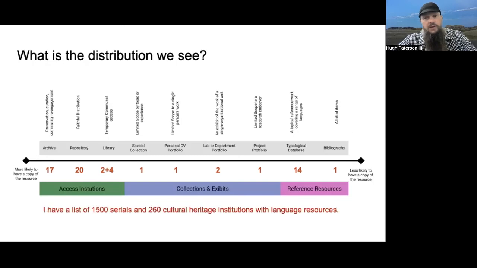Now, we may think that 63 is a large number of participants, but I would like to point out that in my own research, I found 1,500 serials. These would be like journal serials that could and perhaps ought to be aggregated into OLAC. And additionally, just in my research, I found 260 cultural heritage institutions with language resources. So I keep a list of those in Google spreadsheets if people want to collaborate on that. But I think the ability to expand the offerings in OLAC is exponential.